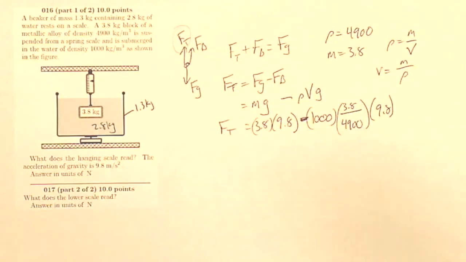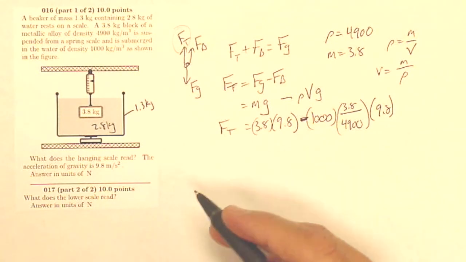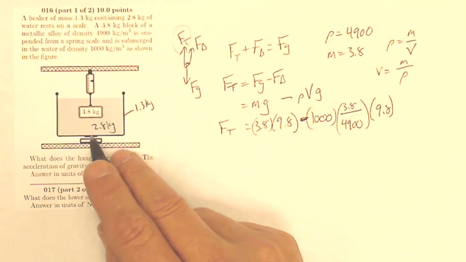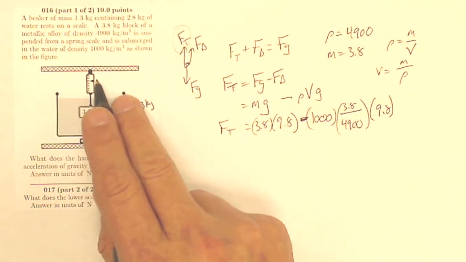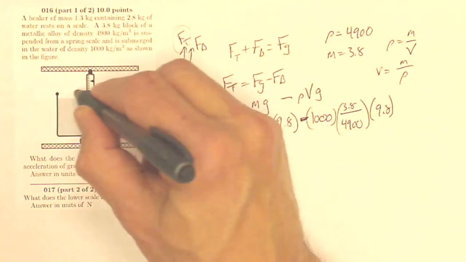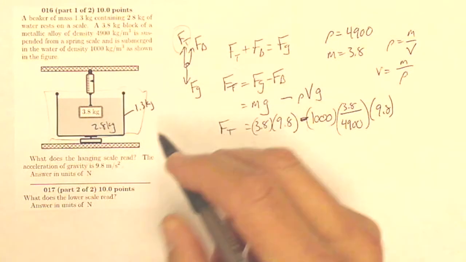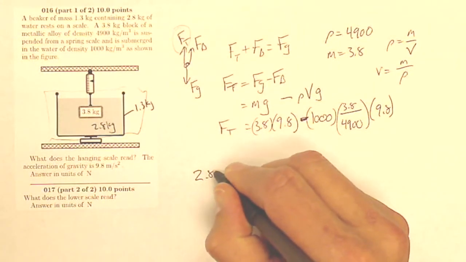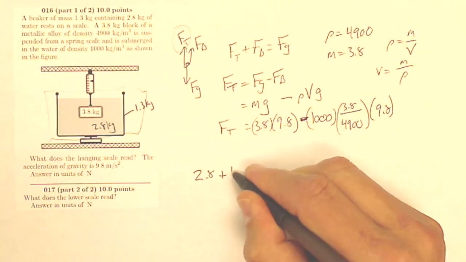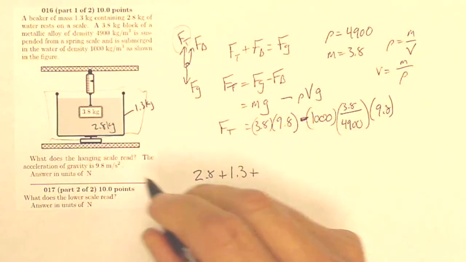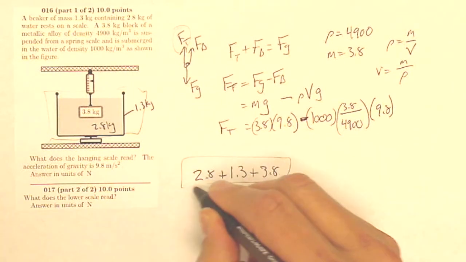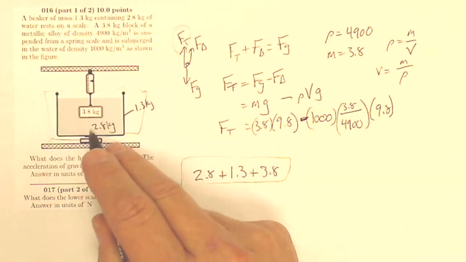Now, what does the lower scale read? Well, I could do some fancy things here, but I know that this lower scale is pushing up, this scale is pulling up, so I can just picture this as one big black box in here. And I know that the total of everything in there is the mass of the water, which is 2.8, the mass of the beaker, which is 1.3, and the mass of this is 3.8. So all of that is inside this box that I just drew.